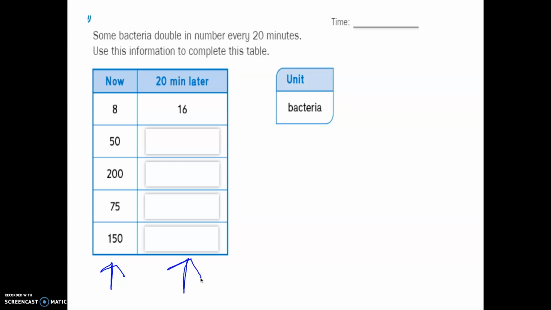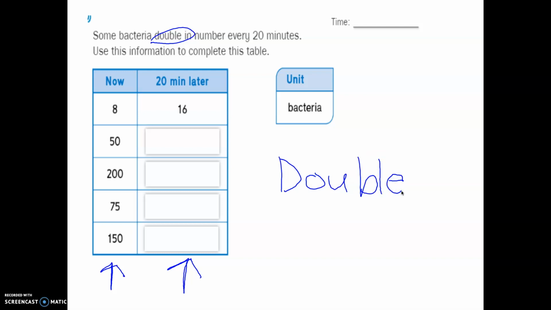Okay, so the first column is our in column. We put those numbers in, and we hope to get the numbers in the second column out. But what I have to do is think about what my rule is. Well, my rule is double. I need to double the numbers in the input to get the numbers in the output. So 8 doubled is 16.